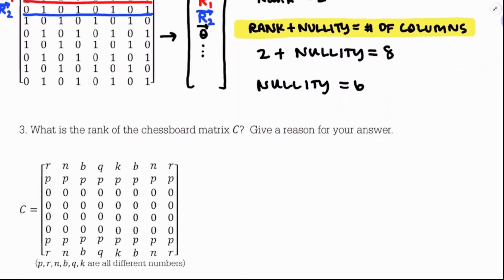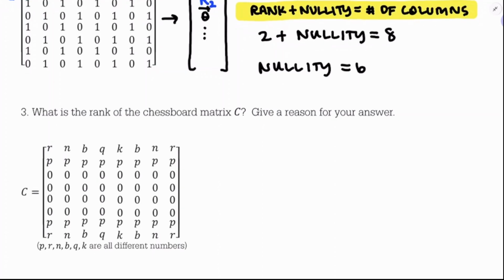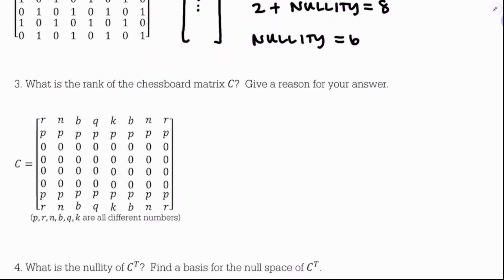And then they might ask us, what is the rank of the chessboard matrix C? And give a reason for our answer. I think it was pointed out to me that maybe this isn't actually accurate to chess, but this was made for a better linear algebra question with the way it was laid out. So over here, again, we have 2 unique rows. So I think that means that the rank is going to be 2.